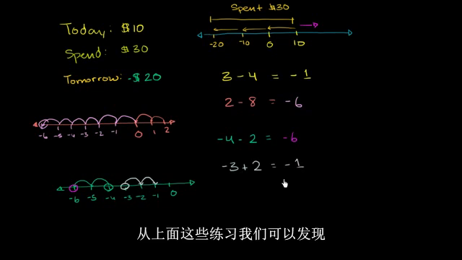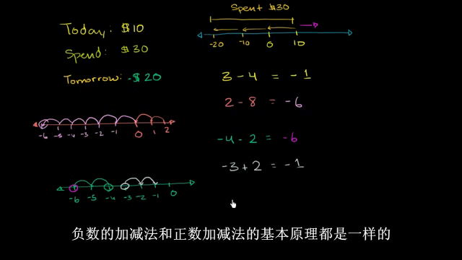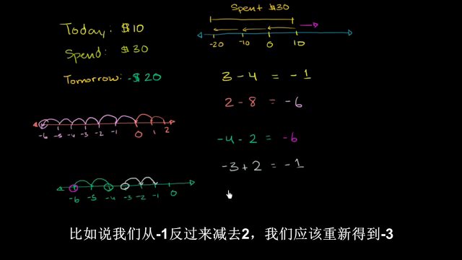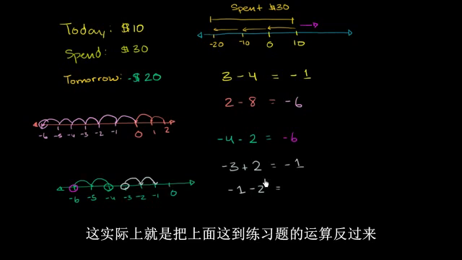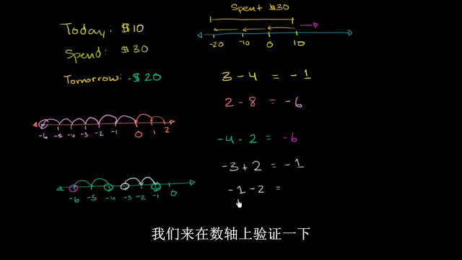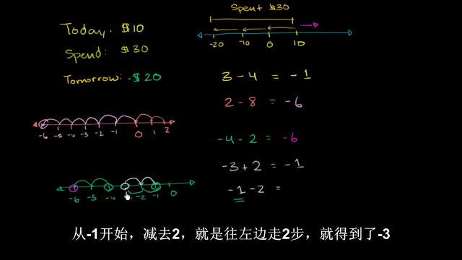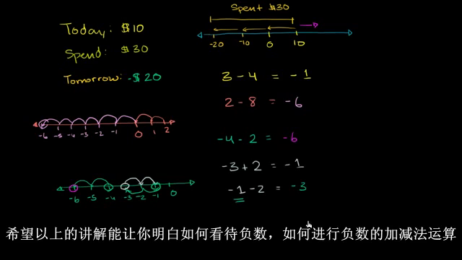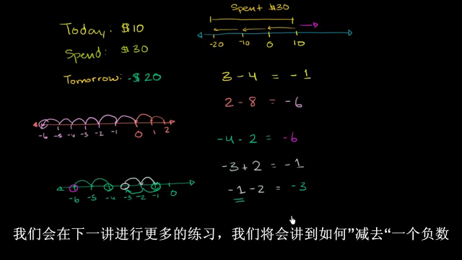And you can see for yourself that this all fits our traditional notion of adding and subtracting. If we start at negative 1 and we subtract 2, we should get negative 3. It kind of reverses this thing up here. Negative 3 plus 2 gets us there. Then if we start there and we subtract 2, we should get back to negative 3. And we see that happens. If you start at negative 1, right over here, and you subtract 2, you move 2 to the left, you get back to negative 3. So hopefully this starts to give you a sense of what it means to add and subtract negative numbers. But we're going to give a lot more examples in the next video. And we're actually going to see what it means to subtract a negative number.